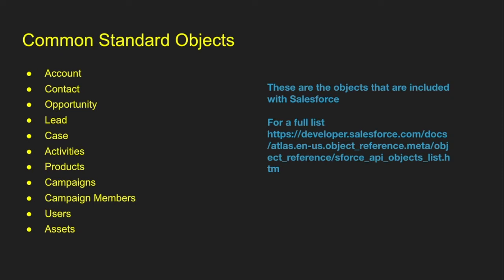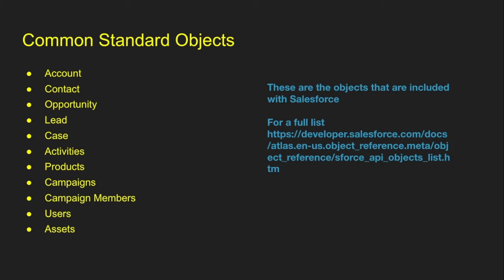The relationships are that the contact and opportunity look up to the account, cases look up to account and contacts, activities look up to just about all objects. Products are their own little thing that you use later when you set up opportunities. You have opportunity products, and you assign the products to those opportunity products. Campaigns and campaign members, if you set up campaigns, you need campaign members to be part of that.